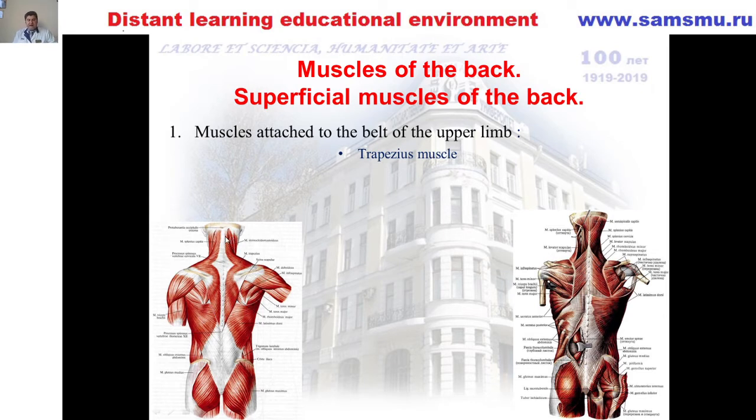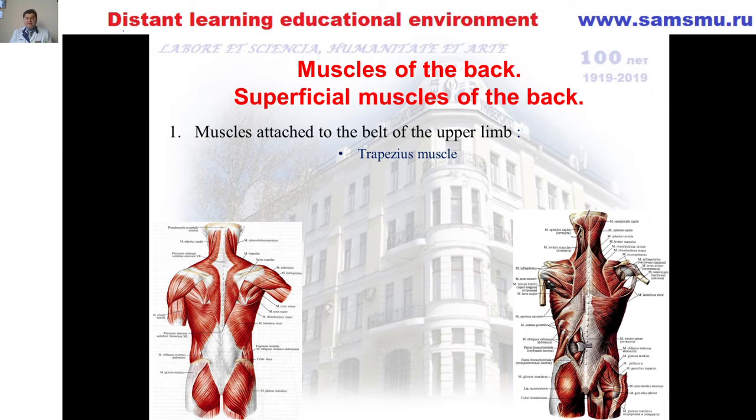This is a triangular muscle covering the upper part of the back to the occiput. The trapezius muscles together form a trapezium, hence the name. It originates from the spinous processes of the lower thoracic vertebrae, from the ligamentum nuchae, and from the superior nuchal line to the occipital bone.